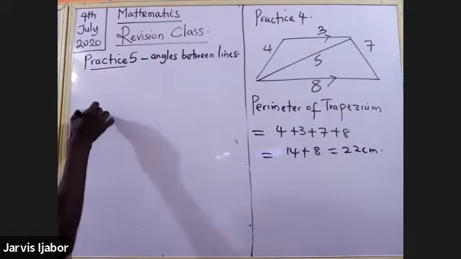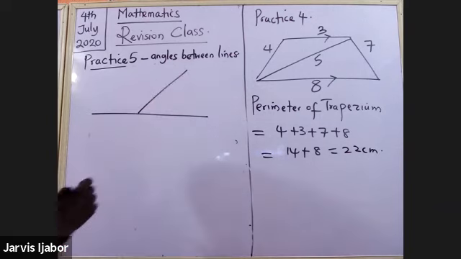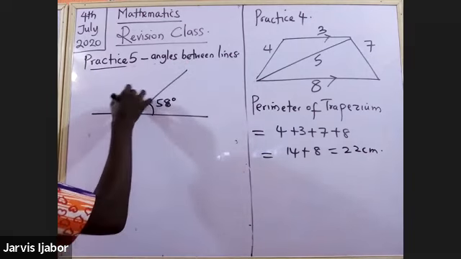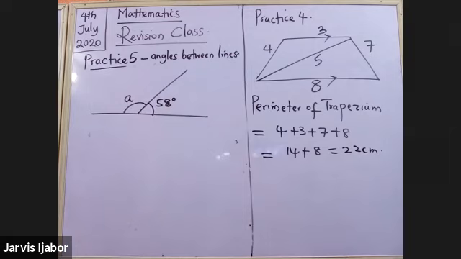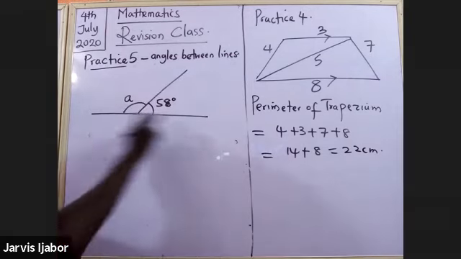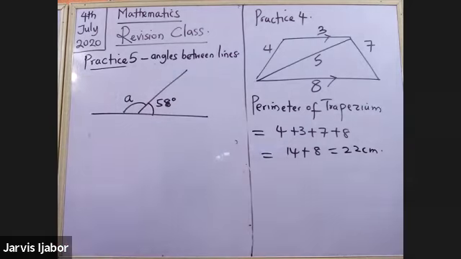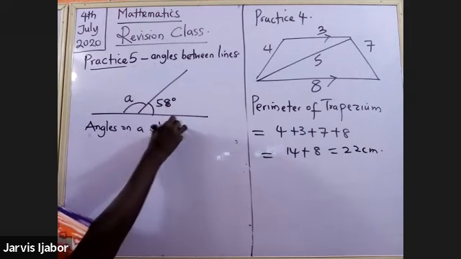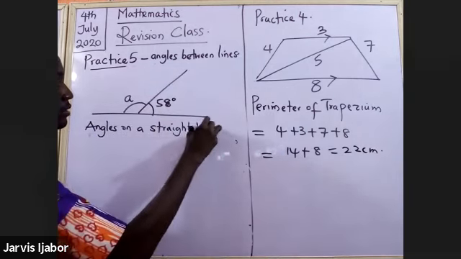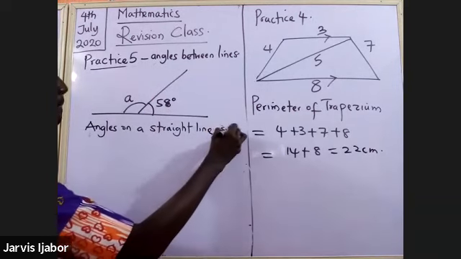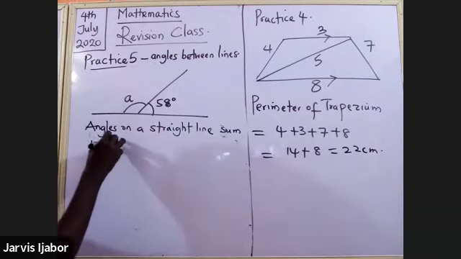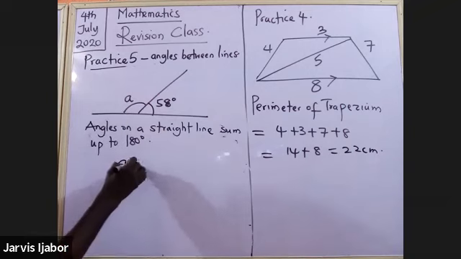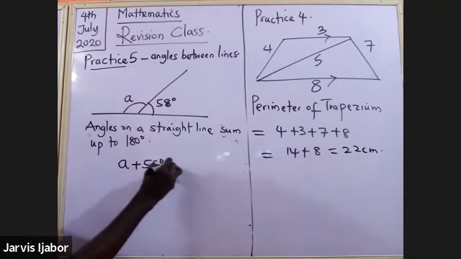Now this is what you are given. Look at it. You are told this is 58 degrees and this is A. Now this is angle on a straight line. The angle on a straight line is 180 degrees. So angles on a straight line sum up to 180 degrees. So that's what they are testing there. So for this question, A plus 58 degrees will be equal to 180 degrees.